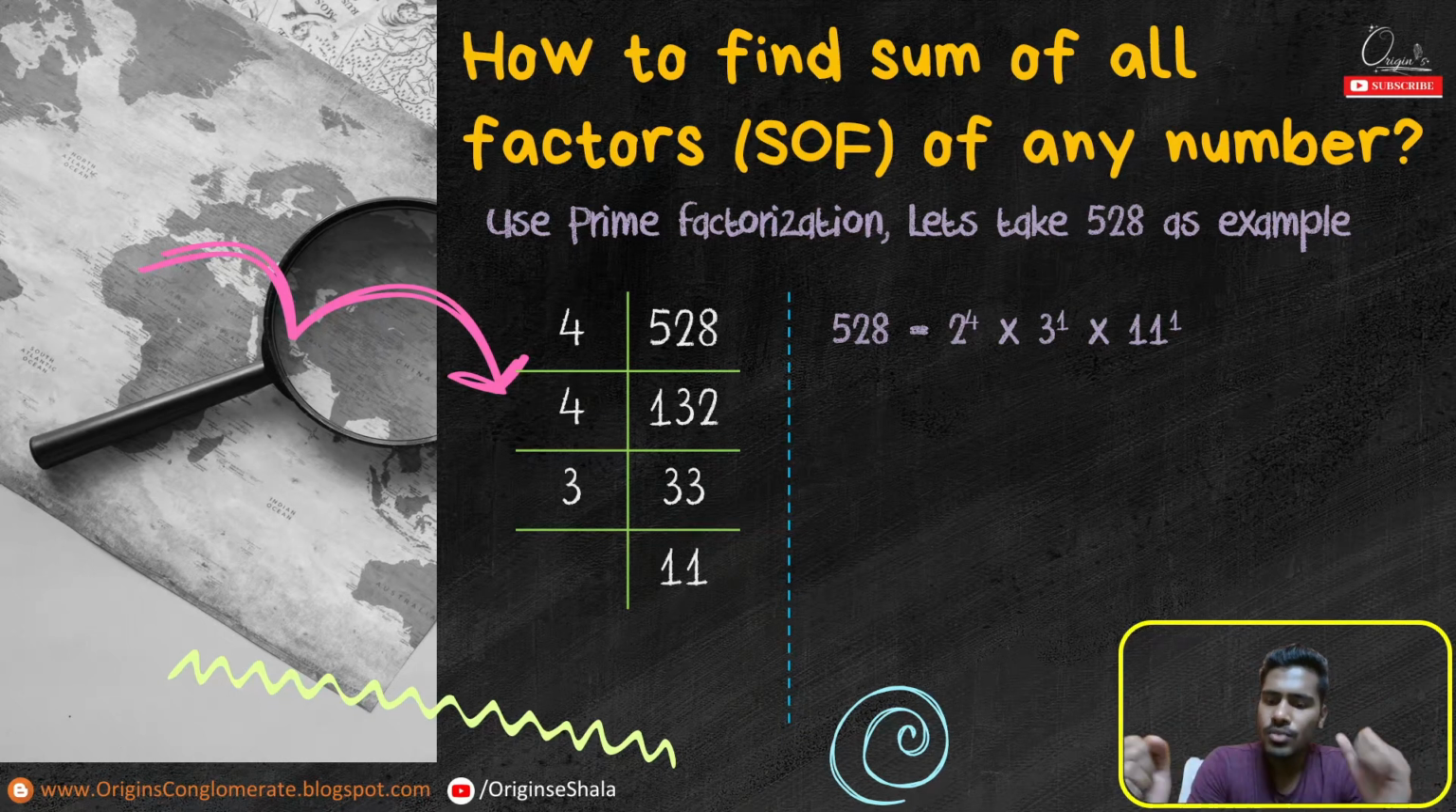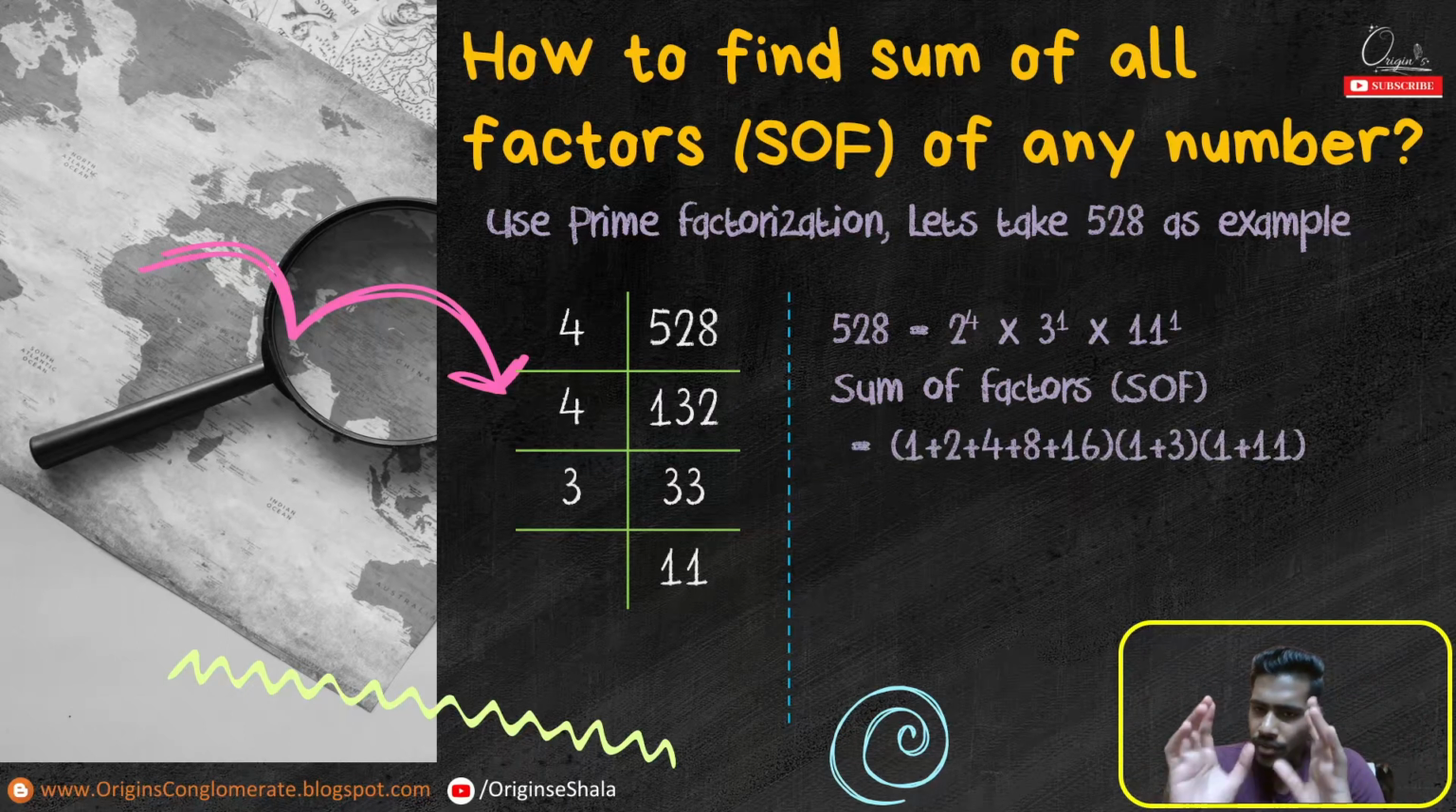So for summing all of them, I'm going to add them. This is how it happens. I know that there are 5 possibilities for 2, right? One is 2 raised to 0, 2 raised to 1, 2 raised to 2, 2 raised to 3, and 2 raised to 4. That is the maximum. So I will add all of them and multiply it with the similar cases of 3 and 11. And this in the end will give you the final value that we are requiring.